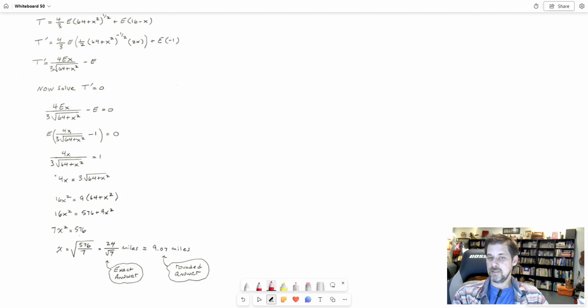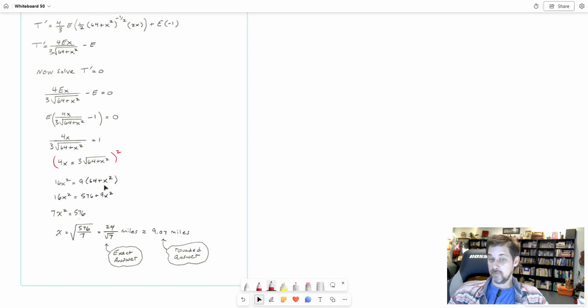I need some way to deal with that, get rid of it. So I square both sides. So I get 4x squared is 16x squared. 3 squared, 9. And then I squared both sides just to cancel that root. That's the only reason I did it. Root 64 plus x squared squared is 64 plus x squared. So now I don't have that root to worry about.